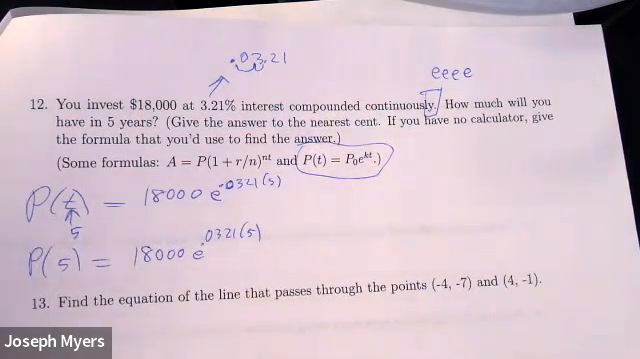So there we go. Now it says if you have no calculator, by the way, I bought like $80 worth of calculators for you. So there's a box in my office with all kinds of calculators now.